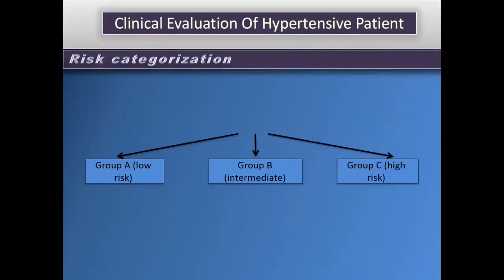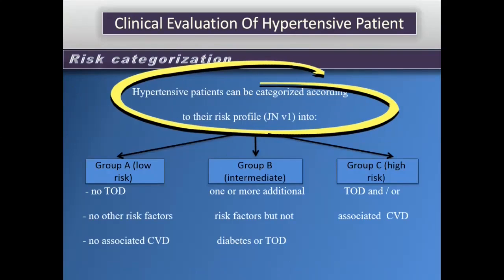Risk categorization for patients with hypertension. Hypertensive patient can be categorized according to risk profile into low, intermediate, and high risk. Low risk with no target organ damage and no other risk factors and no associated cardiovascular disease. In Group B, intermediate, one or more additional risk factors, but not diabetes or target organ damage. And then high risk, target organ damage and or associated cardiovascular disease.